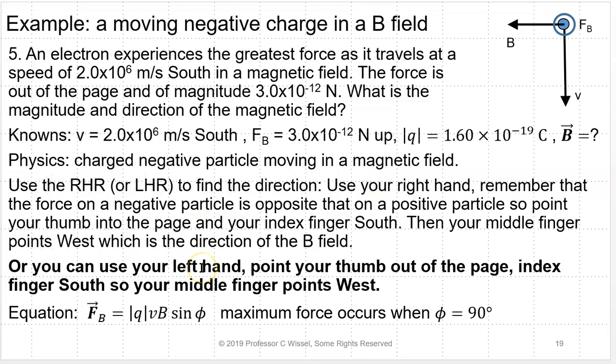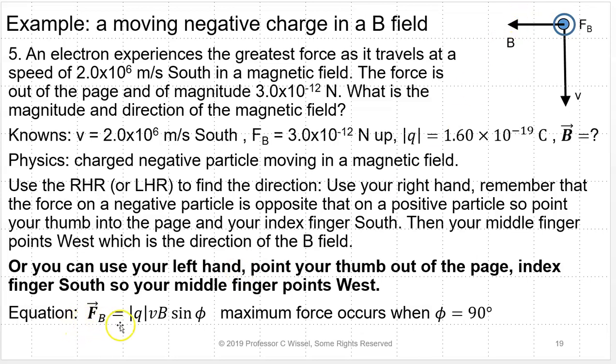I prefer the left hand because otherwise I don't have to remember to reverse the force. So you point your thumb out of the page. The thumb is the force. The index finger, which is the motion of the charge, is pointing down the page, and that's south. So your middle finger points west. That's the direction of the magnetic field, and that's shown here.